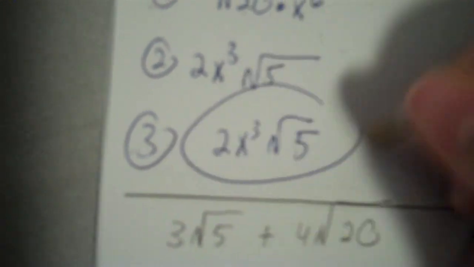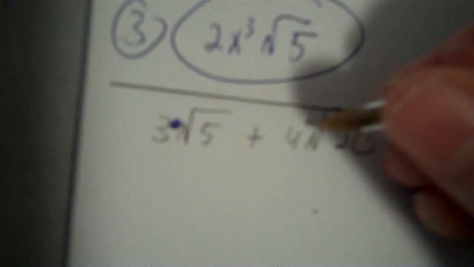And then step 3, a lot of times you don't have to do anything. It depends if you can simplify the outside, which we can't, because 2 times x to the third, since we don't know x, that's going to stay the same. There's your answer.